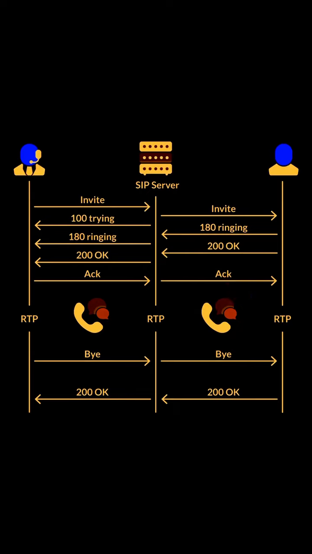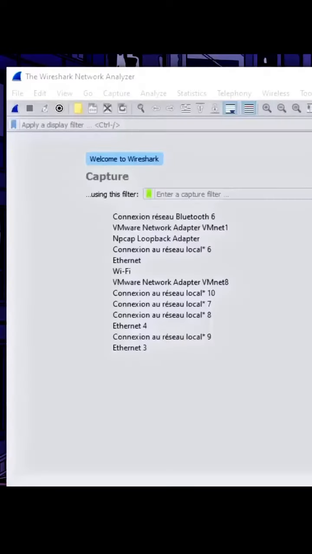Once this handshake is complete, the RTP protocol takes over. RTP is responsible for transferring the voice data between the two parties. But here's where things get interesting for hackers. If they can capture these RTP packets, they can listen in on the conversation. How exactly does a hacker capture these packets? That's where Wireshark comes in.